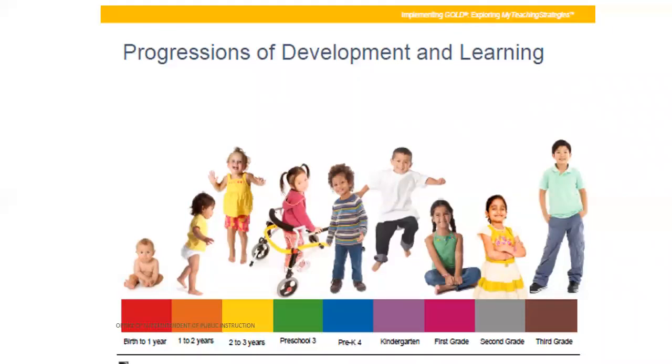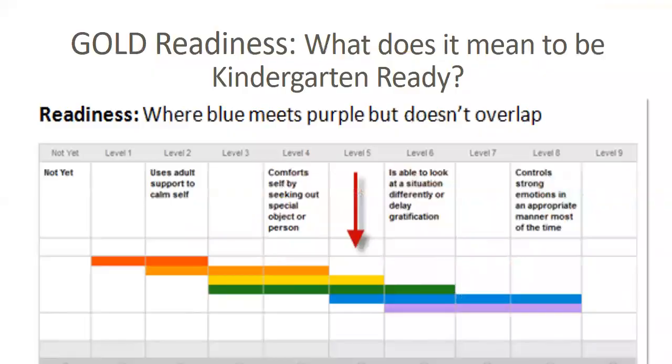When we do the assessment, we can see where children are entering in each of these areas. The bands that I just showed you actually show widely held expectations, but what we really want to look at is kindergarten readiness, and that is where the red arrow is showing for this specific dimension. But in all of the areas where blue meets purple is what we would consider kindergarten ready.